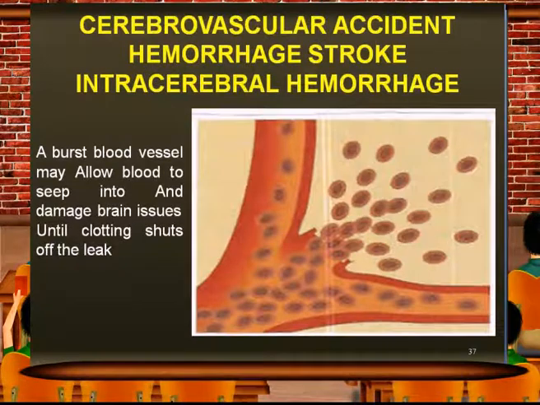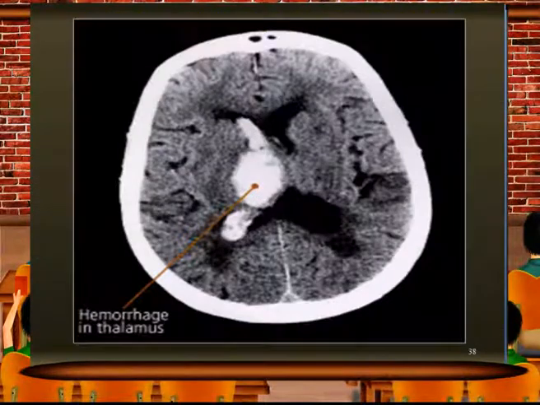Cerebrovascular accident, the leak: you can see in this picture how at the bifurcation of the arteries there could be an aneurysm, or any particular vessel can get ruptured. This is another CT of the brain which shows the hemorrhage into the intraventricular spaces, and this is in the thalamus.